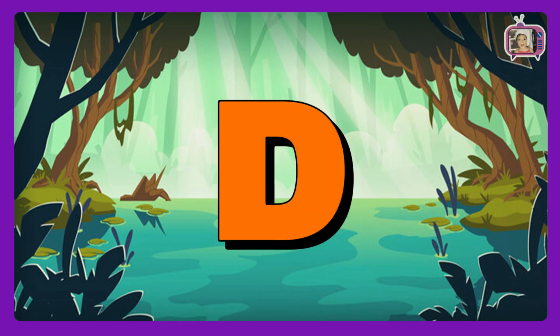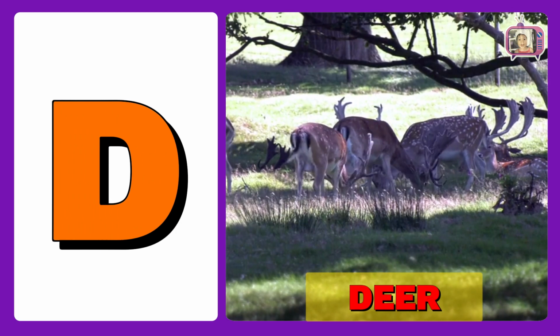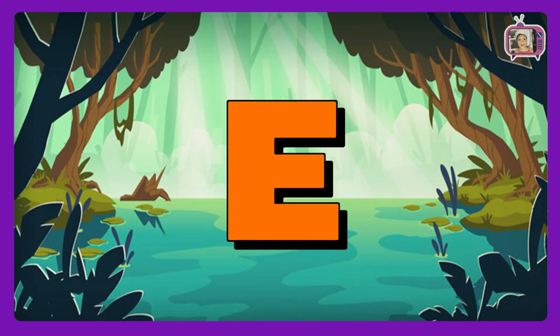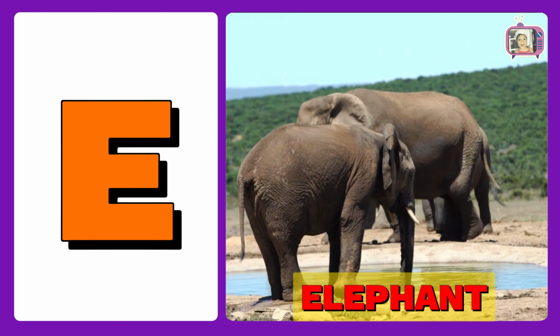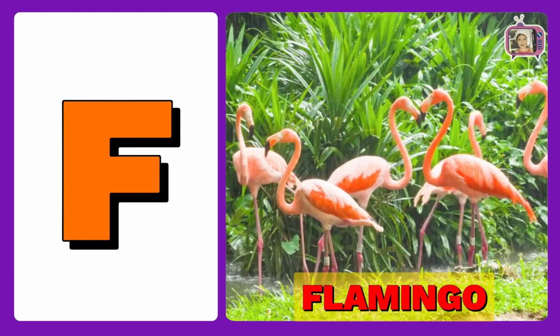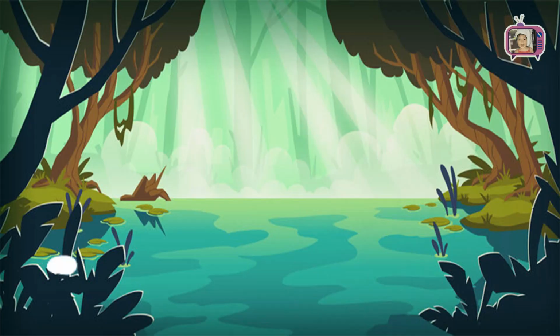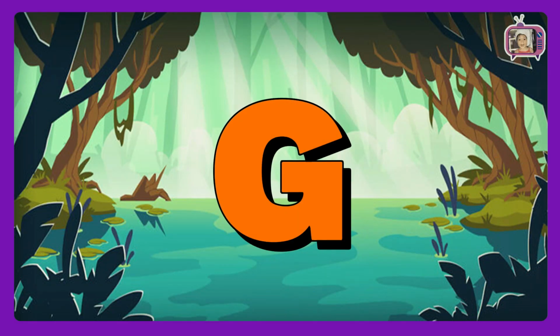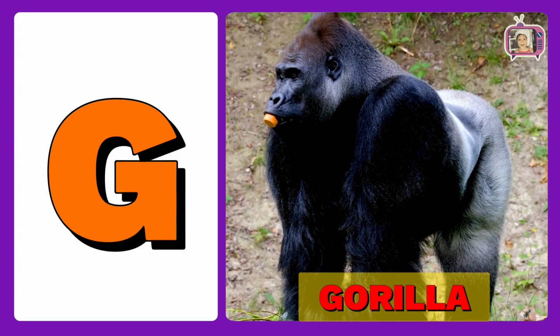D. D is for deer. Deer. E is for elephant. Elephant. F. F is for flamingo. Flamingo. G. G is for gorilla. Gorilla.